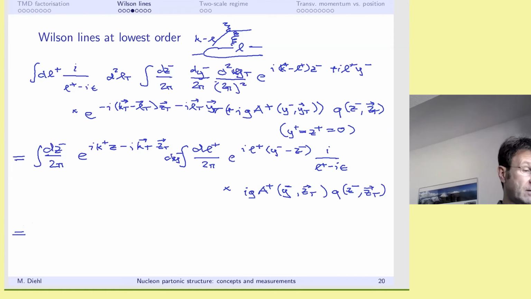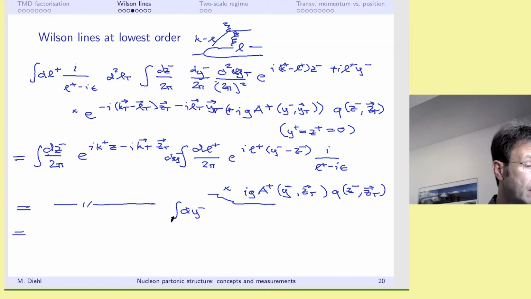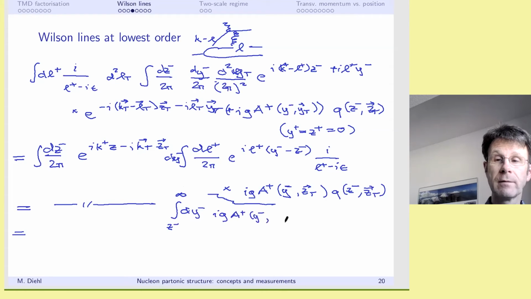So step by step, we go from this terribly long initial expression to something which is much shorter. Actually, let's be a little bit economical. The whole first part here, this integral over z minus and this exponent, nothing happens to them. So I just copy them. And then I have an integral over y minus, which is now restricted because of the theta function, which we obtained from this here. And the restriction is such that I integrate this from z minus to infinity dy minus, and then I have i g A plus of y minus, zt times the quark field.